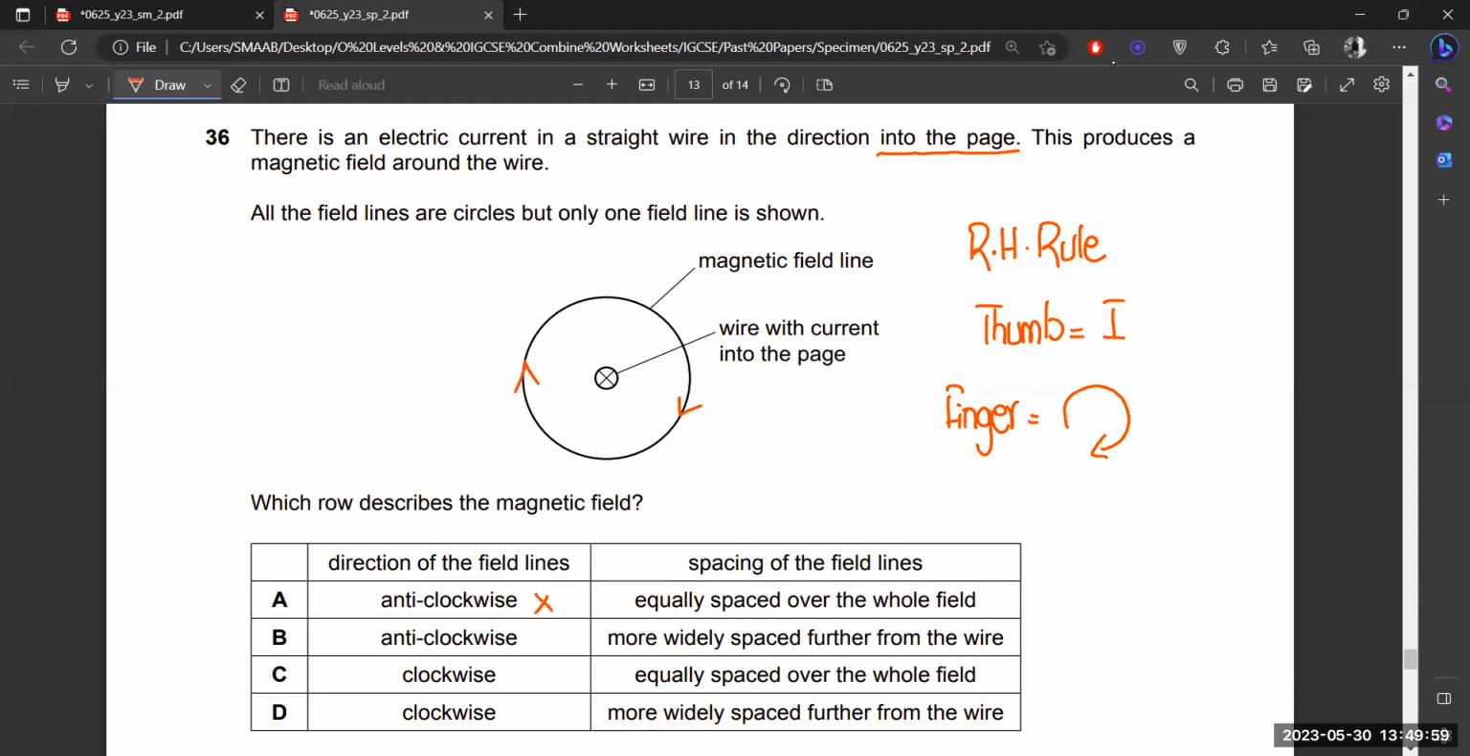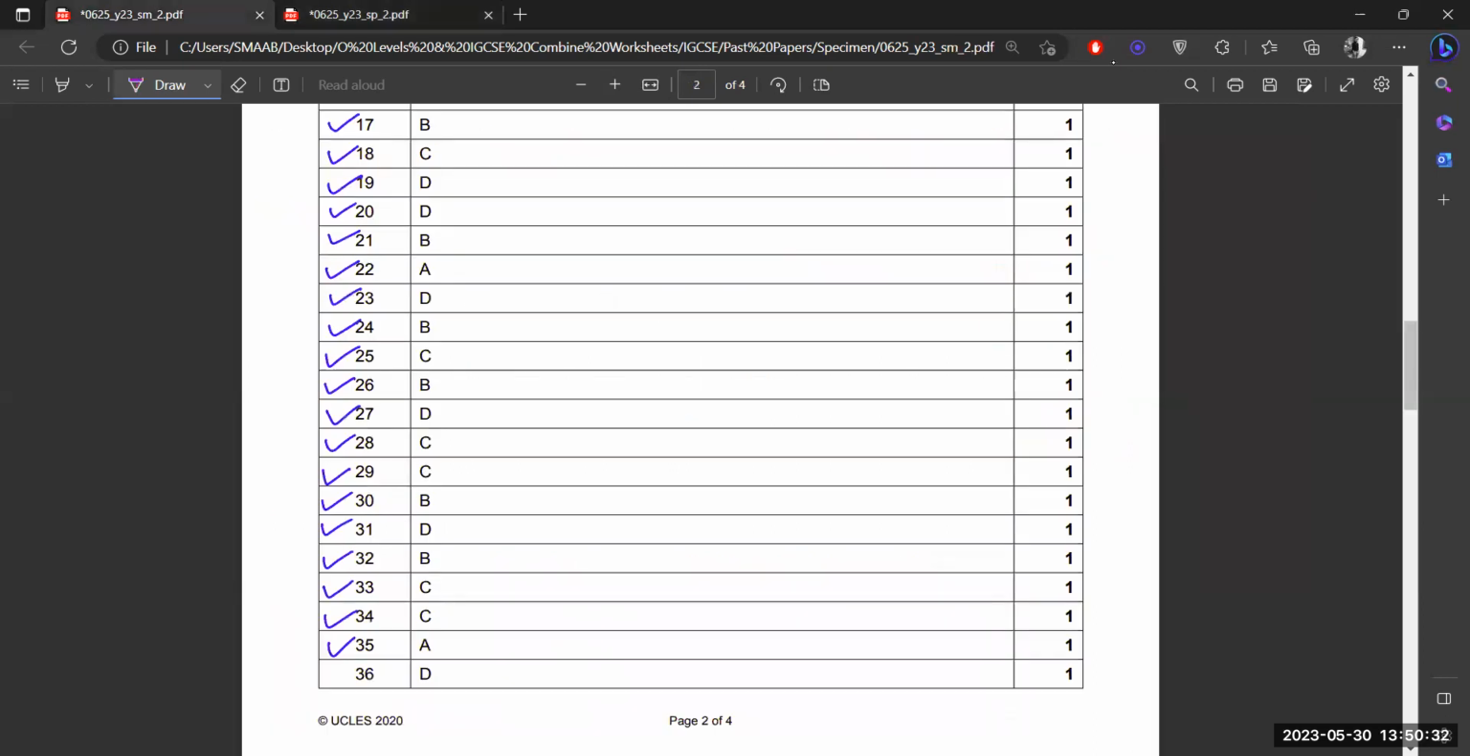So A and B are not possible. Option C or D is possible. If we talk about the spacing of field lines, as we move away from the current-carrying wire, the magnetic field decreases. So there will be a weak magnetic field away from the wire, and the lines are more widely spaced further from the live wire. D is the right option, because the distance between the magnetic field lines increases as we move away from the wire. So D is the right choice.